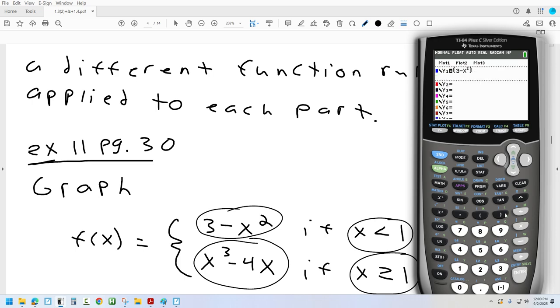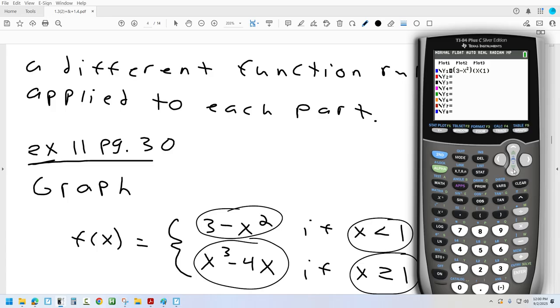Now the other thing I need to tell the calculator is when to draw it. I only want to draw that when I'm less than 1. So we have to put this in right next to it. Put a parenthesis. Put an x. Now I have not shown you where the less than sign is. I need to show you that. To get the less than symbol, you press second math. And you'll see a list of all the inequality symbols. We want the fifth one. So that's the first one.